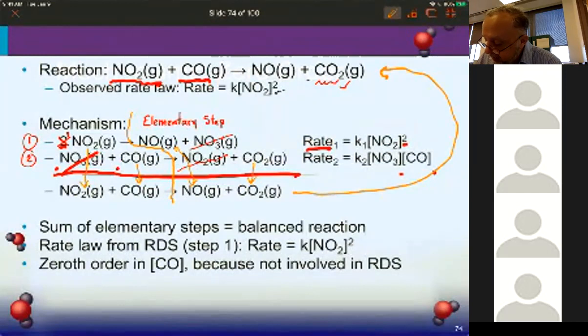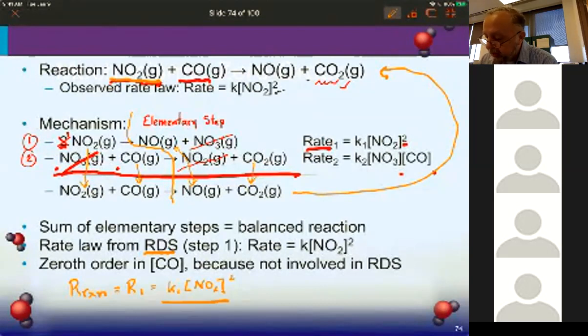Now, notice that here they're telling us the rate determining step is step 1. So if the rate determining step is step 1, that means the rate of the reaction is going to be the rate 1. And the rate 1 is k1 times the concentration of NO2 squared. And we don't need to do what we did with the previous equation because NO2 happens to be the reactant, and if it's the reactant, it's okay. So in this reaction, this is the rate law.